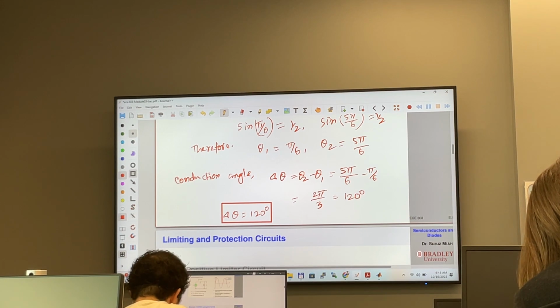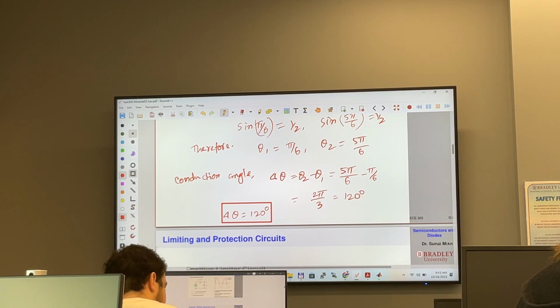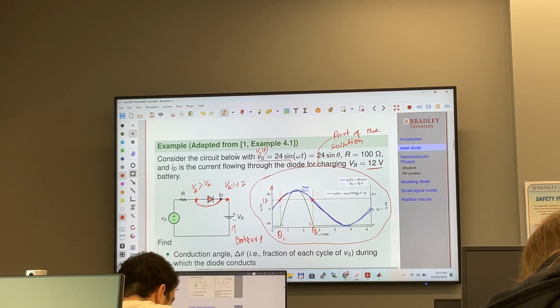Yes. Why do we not include the plus 2 pi n in our answer? Yes, you can say 2 pi n, okay? But 2 pi n means you have multiple cycles of input, right? So the conduction angle, the difference, is always going to be one way. It doesn't matter what cycle you take, the difference is always 120. Okay, make sense?